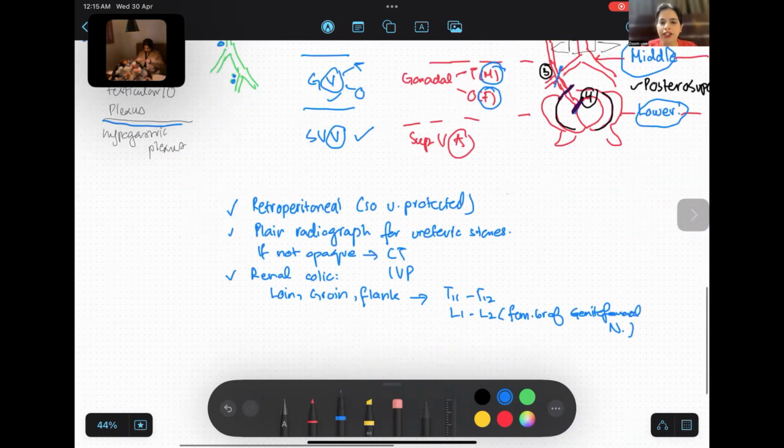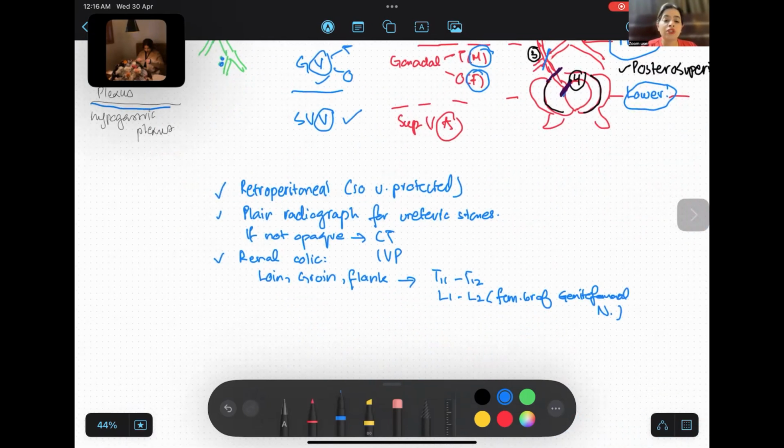In clinicals, you need to know that since they are retroperitoneal, they are very protected. And if someone comes to you with the ureteric colic, which is basically pain in your loin, groin, and the flank, you do a plain radiograph. If the stones are not opaque, these stones usually get stuck at those 3 constrictions. In some books, 5 constrictions are mentioned, but in your Snell's, they have mentioned only 3.